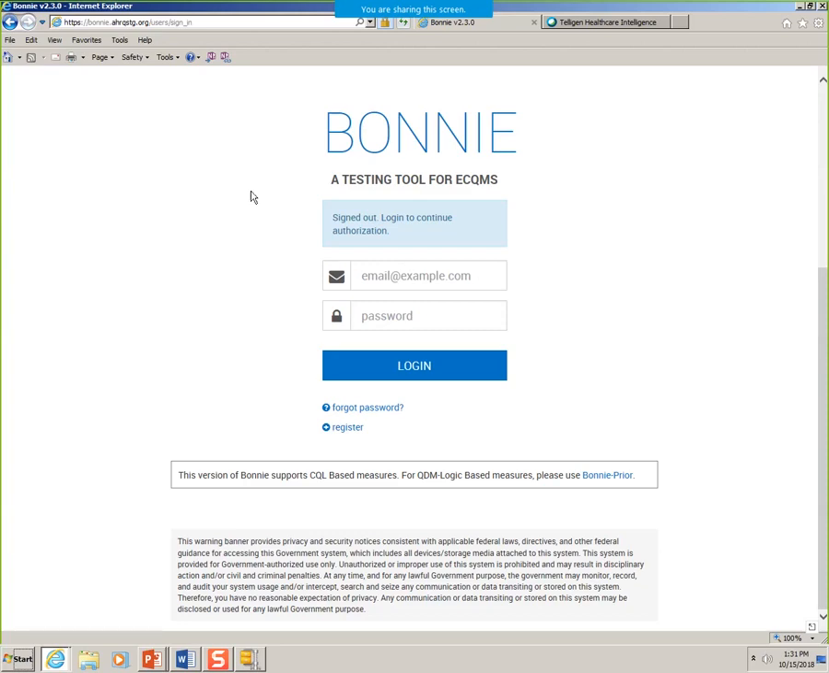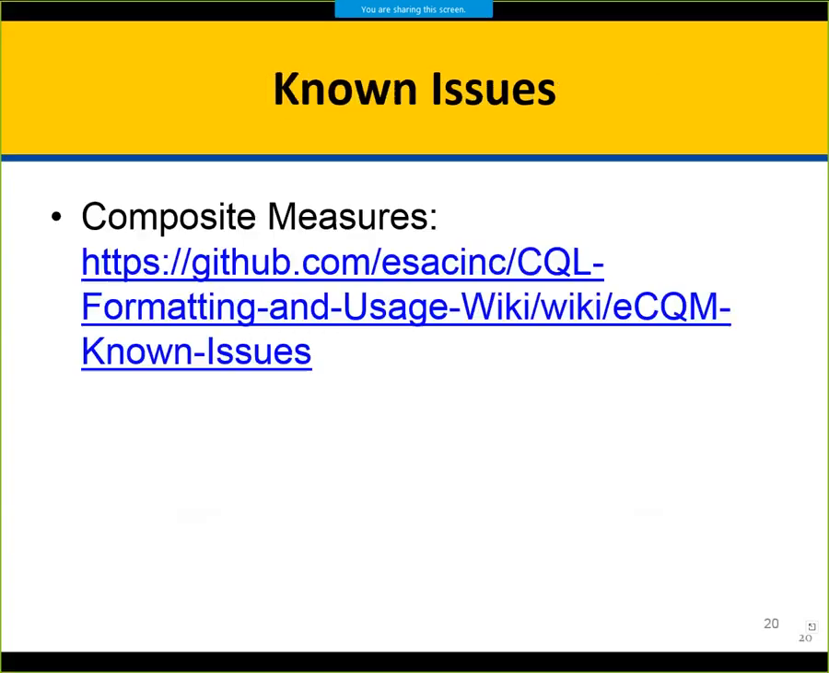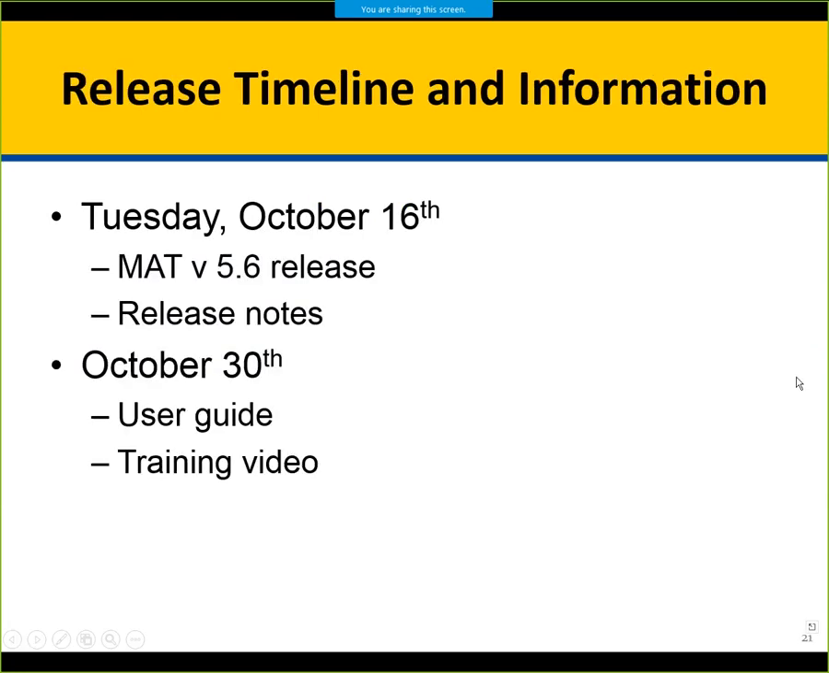That concludes the live demonstration. I would like to mention that there are some known issues regarding the logic examples provided in the CQL HQMF implementation guide for composite measures. For additional information and updated examples, you may check the CQL Formatting and Usage Known Issues wiki page located in GitHub. Now we'll talk briefly about the schedule for the release.